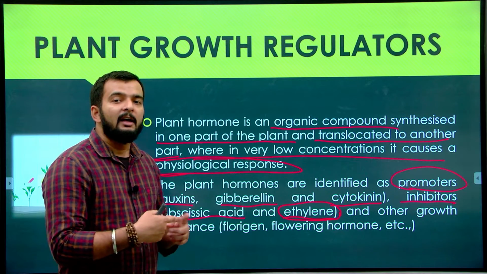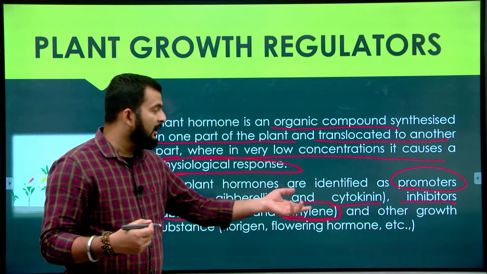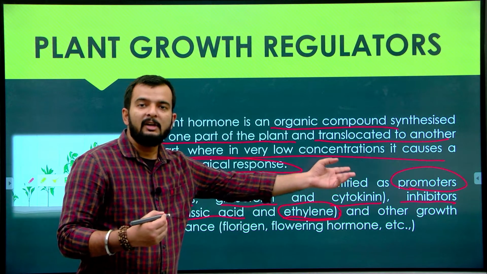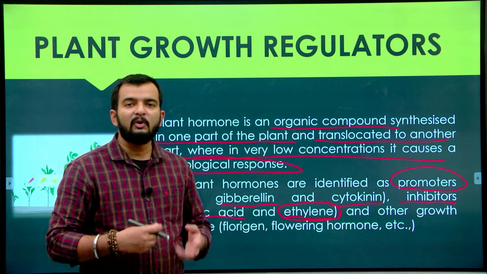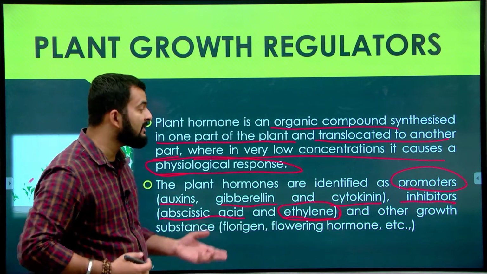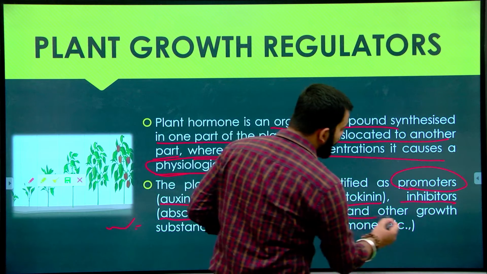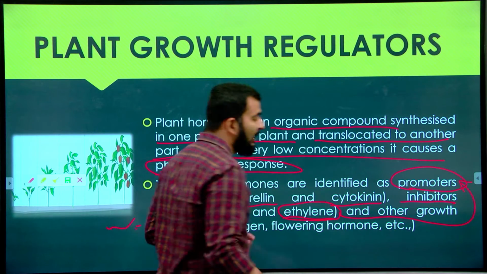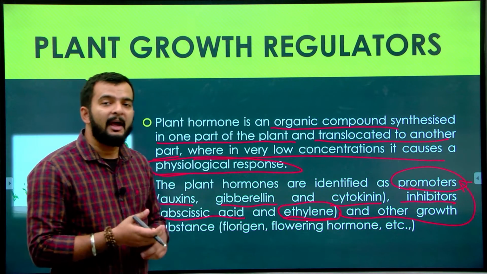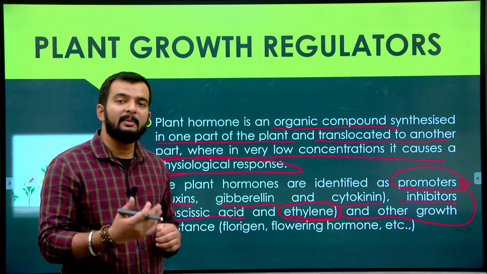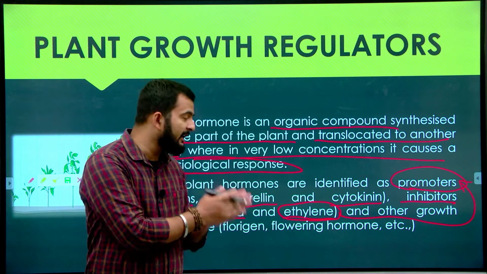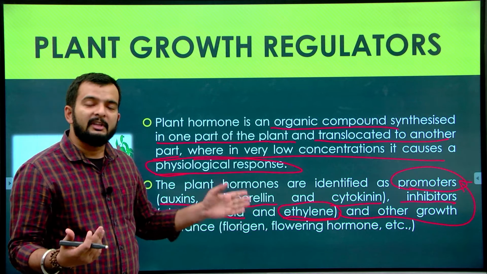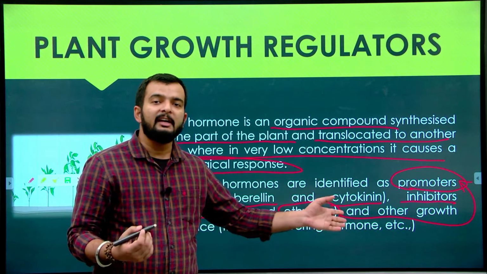Suppose you require ripening. In that case ethylene will serve the purpose of a promoter, while in another case, suppose ethylene is applied on the roots, it will inhibit or hinder the growth of the roots. So in that case it is serving as an inhibitor.